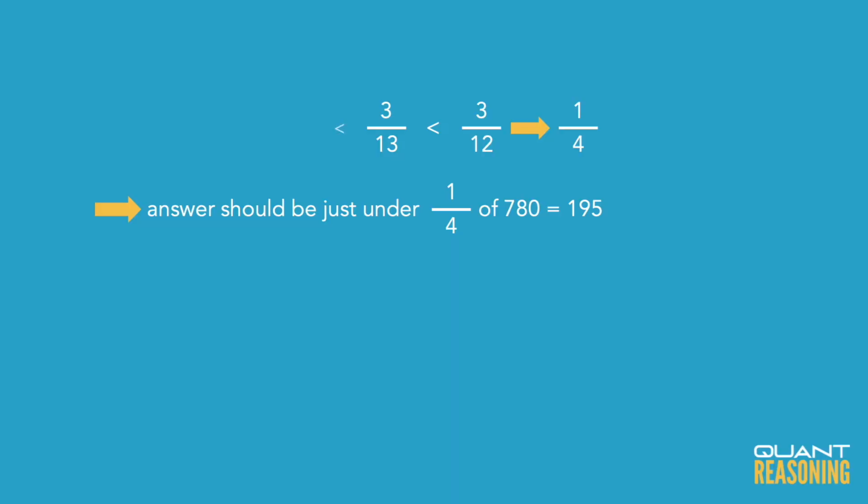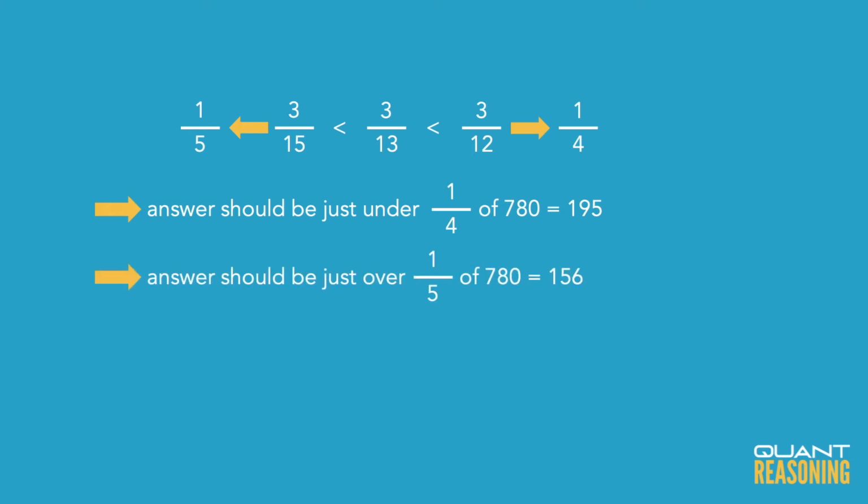Now if you're concerned about which answer choice to pick below a quarter of 780, you can cap it from the other side as well. You can say, look, 3 over 13 is going to be a bit more than 3 over 15, and 3 over 15 is 1/5. So you could then say the correct answer has to be between 1/5 of 780 and a quarter of 780, and that should get you to only one possible answer choice.